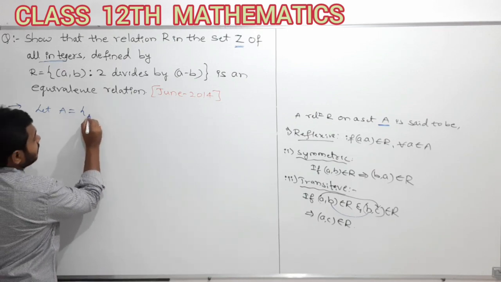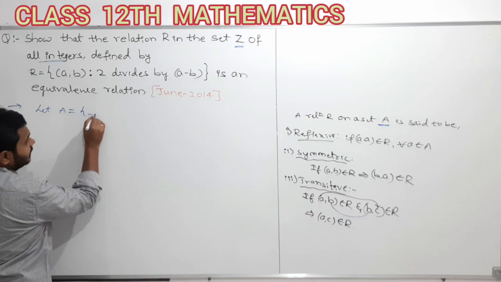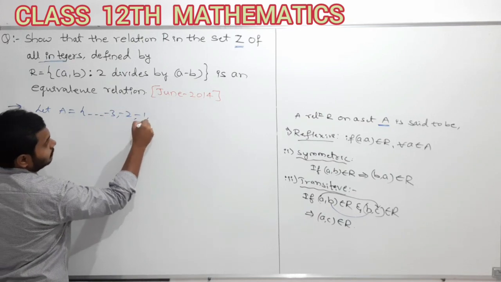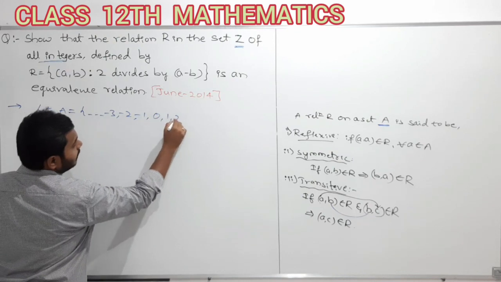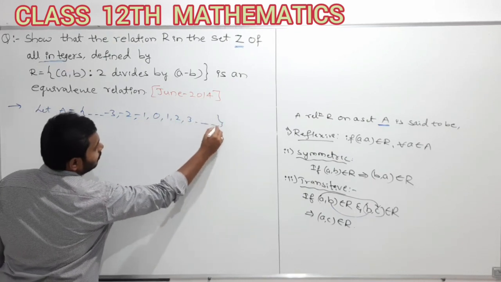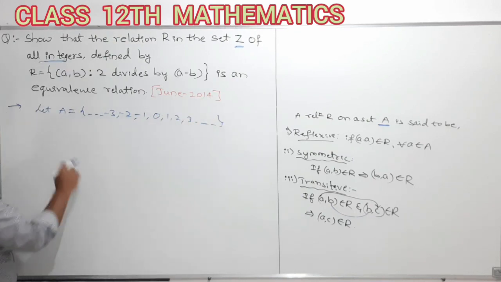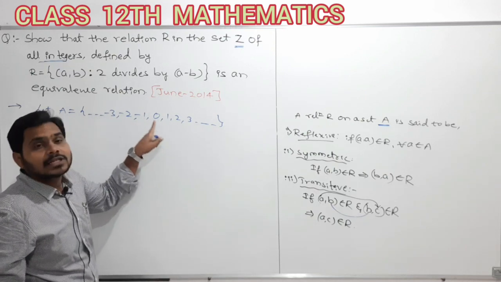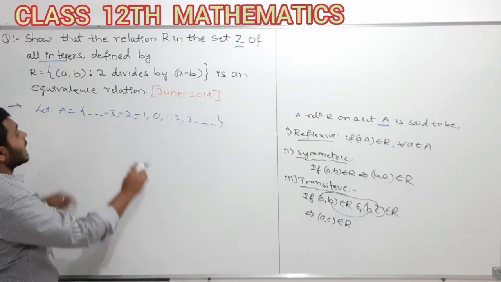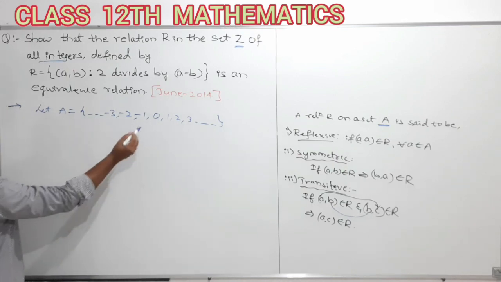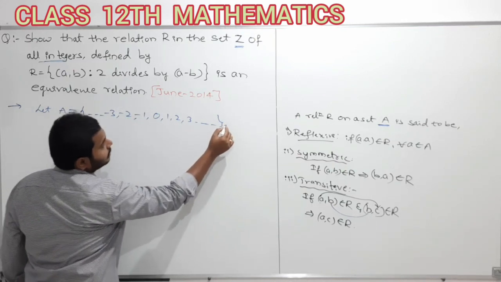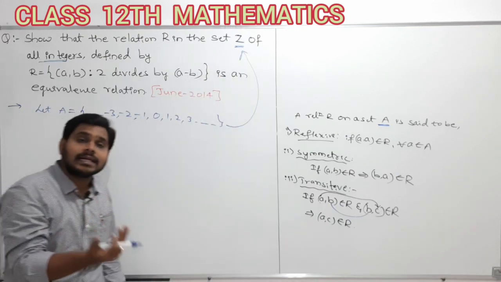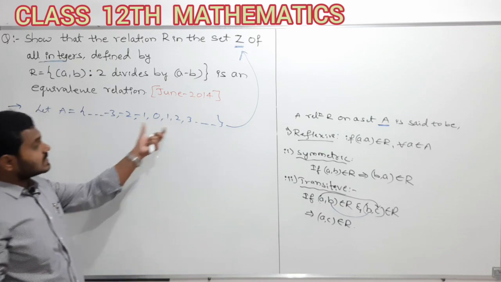So what are the integers? Here it goes up to minus infinity, which I will write like this: minus 3, minus 2, minus 1, 0, 1, 2, 3, and so on, up to plus infinity. Such elements, minus 3, minus 2, minus 1, 0, 1, 2, we can call integers, my dear students. You are defining the relation R on these numbers.